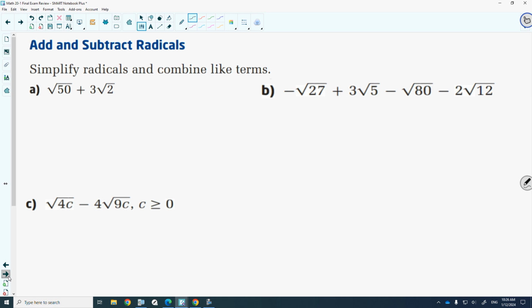Okay, let's combine like terms. Let's just do one of these. Let's do B together. So 27, simplify. The negative square root of 27 is going to be equivalent to negative 3 square root of 3. This is already in simplest form.